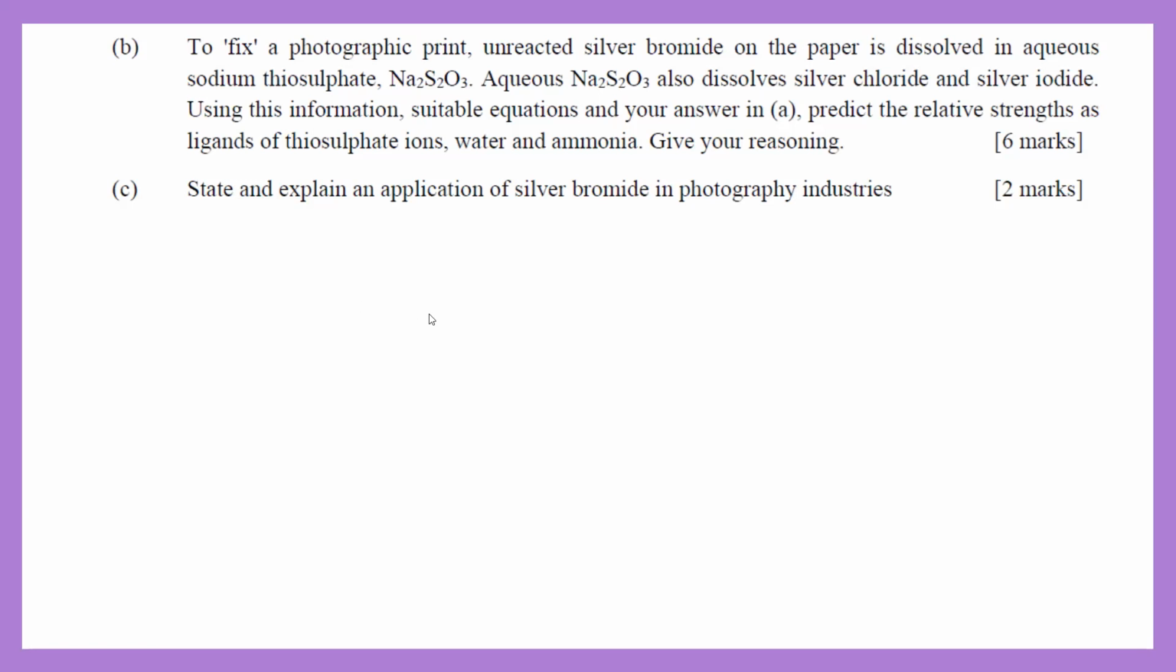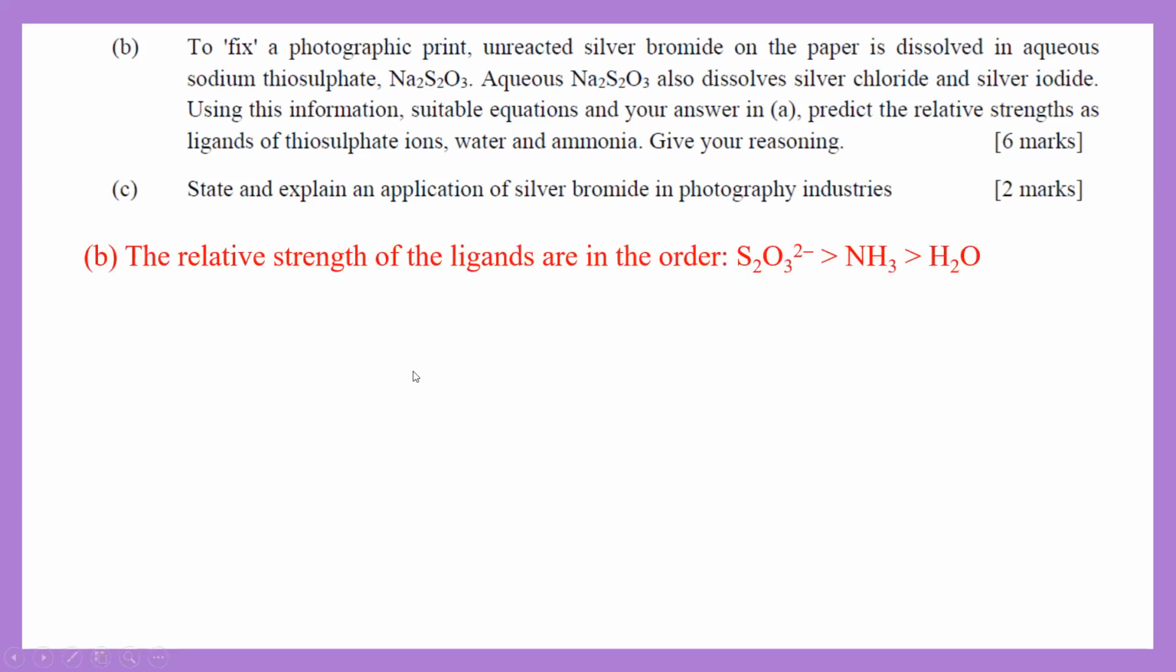Here you are trying to explain what happens when you add sodium thiosulfate to silver chloride and also silver iodide. The relative strength of the ligands goes like this: H2O is the weakest, followed by NH3, and thiosulfate S2O3 2- is the strongest. H2O is the weakest ligand among all of them.